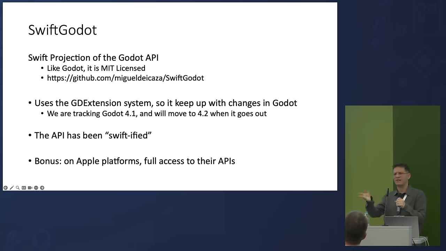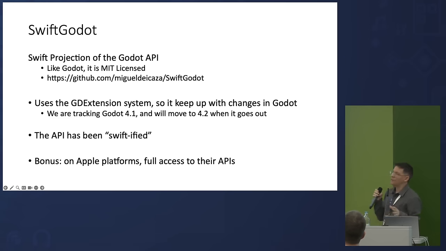I had a previous binding on the previous thing, can't remember what it's called, and I had to throw it away. In fact, it's a shame because if you Google Swift Godot, it still finds the other one instead of this one. Anyways, this is the right link. It uses the new GDExtension. It works with Godot 4.1, and it's all MIT license. I'll work on 4.2 when it comes out. I don't have enough bandwidth to track 4.2 right now.